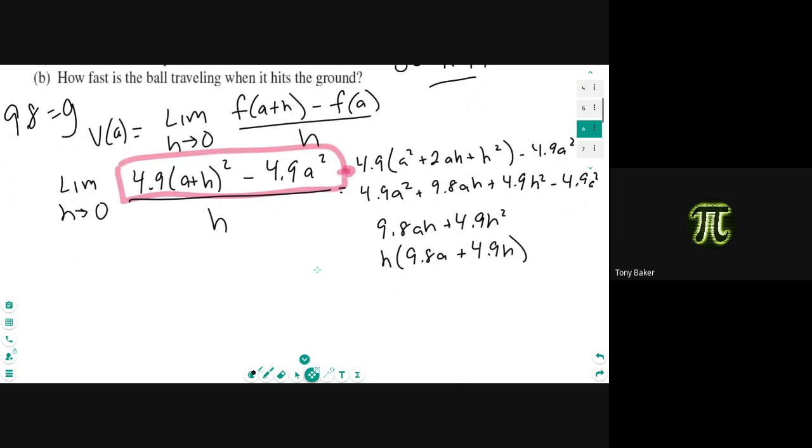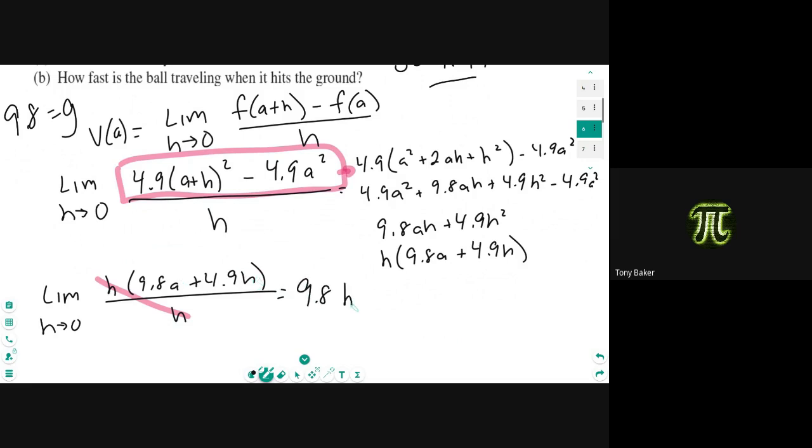So by pulling that out, I now have h times (9.8a plus 4.9h) over h. Those two h's will cancel out. And as that h goes to 0, what does this go to? Because that's going to go to 0, right? So all that's going to be left is 9.8a.